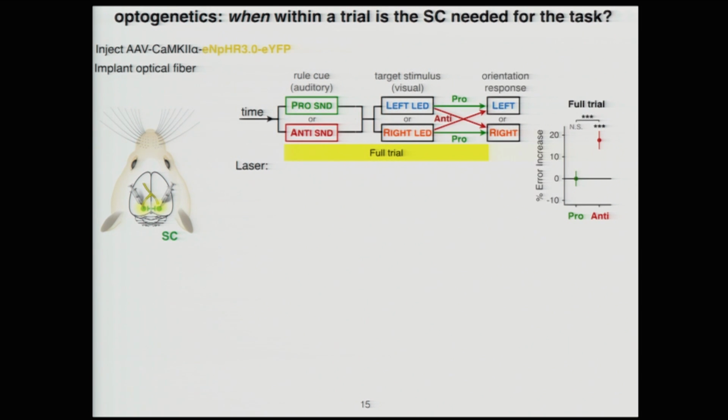Okay. The very first thing that we did was just select a subset of trials to inactivate, a randomly chosen 20%. And what we saw there was that the results that we'd gotten from the pharmacological inactivation and from the optogenetic inactivation were pretty much the same, meaning there was no effect on the pro trials, but a big increase in errors for the anti-trials.